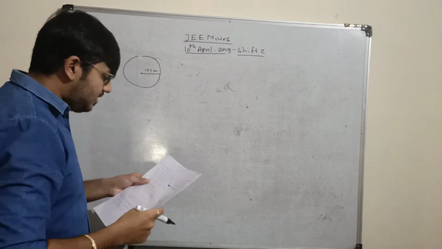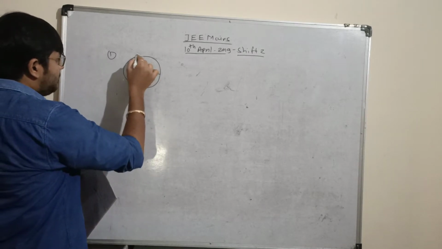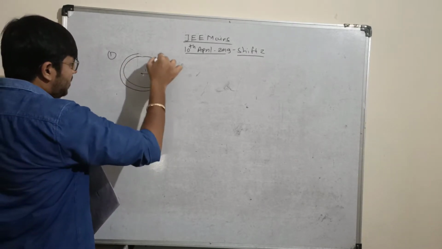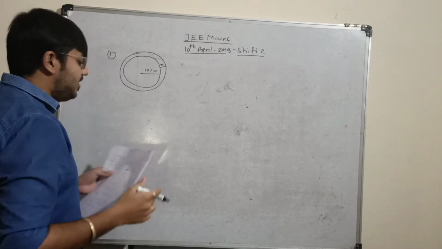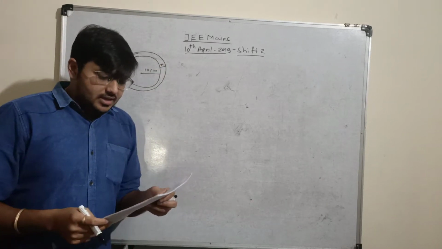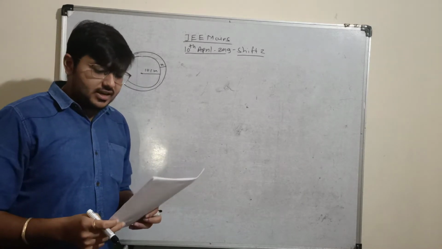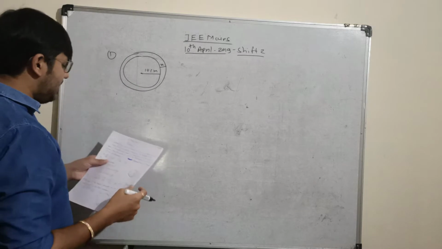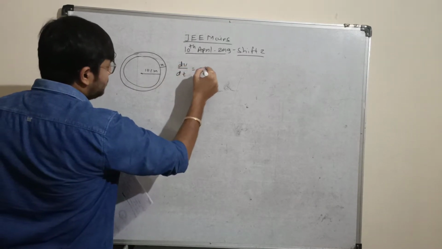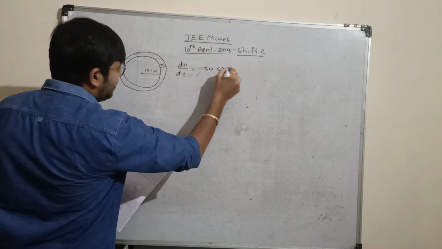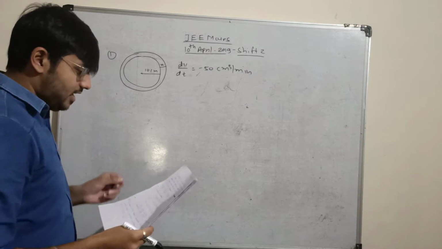is coated with a layer of ice of uniform thickness. So around the spherical ball there is a uniform thickness ice layer. Let's say that the thickness is x centimeter, right? So the rate of change of volume is given to you, which is 50 centimeter cube per minute. So we have dV by dt equals minus 50 centimeter cube per minute. It will be decreasing, that's why I need to take the minus sign.